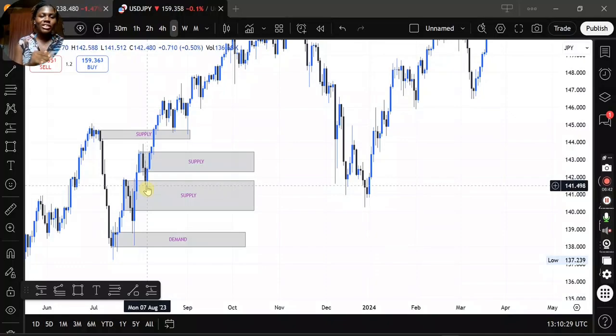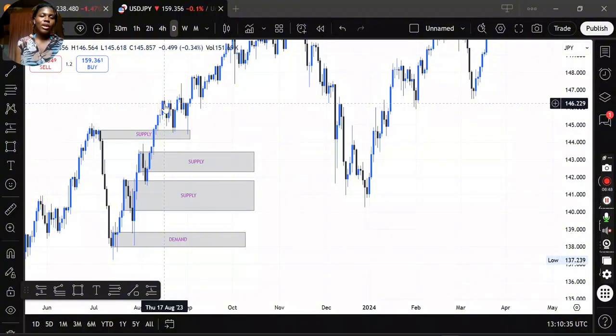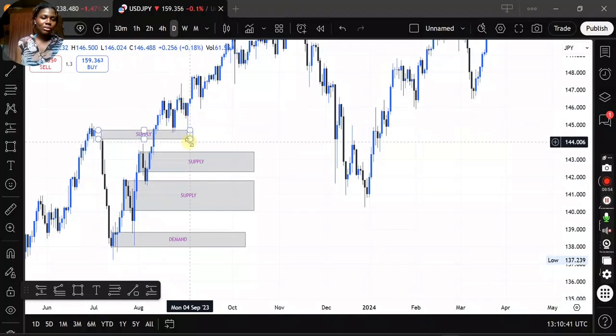That's all it did. See this level, price tapped into it, and then we can have another entry at this level and then go upwards. Look at this supply again, price taps into it slightly, double taps into it.